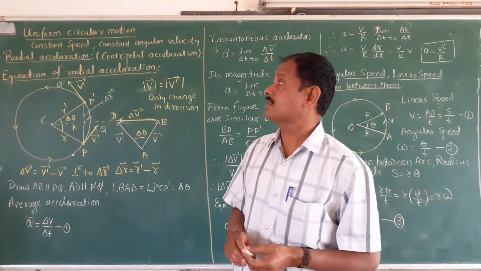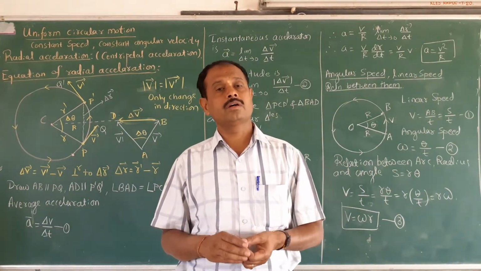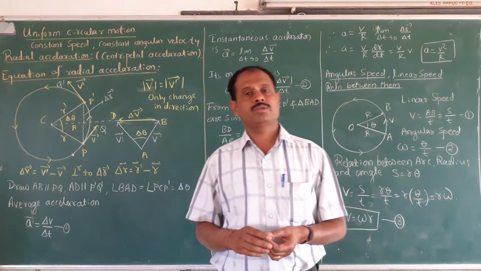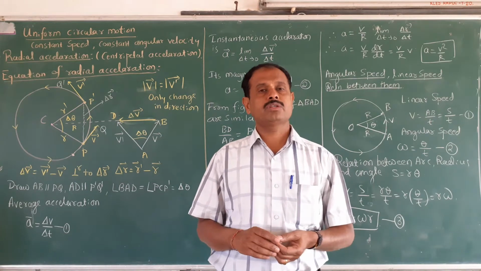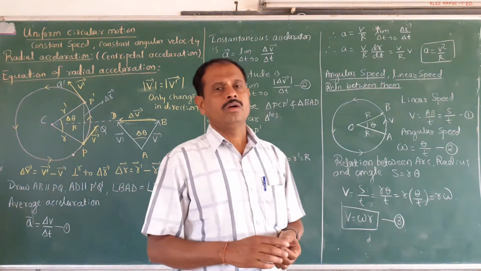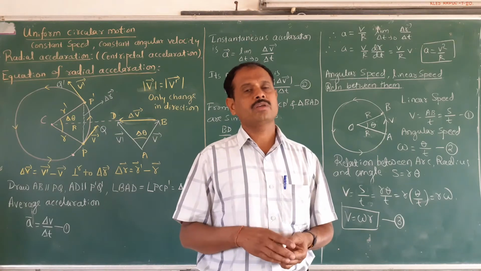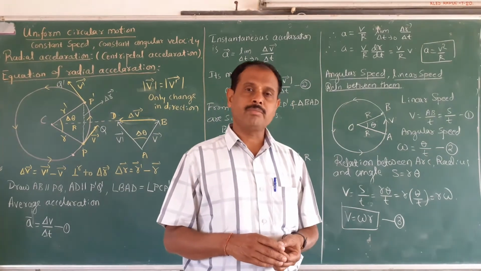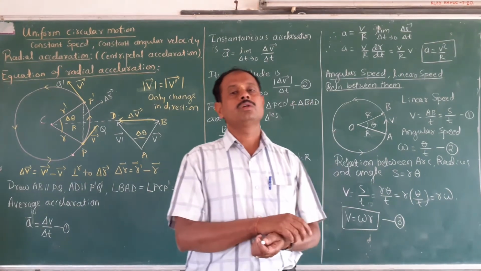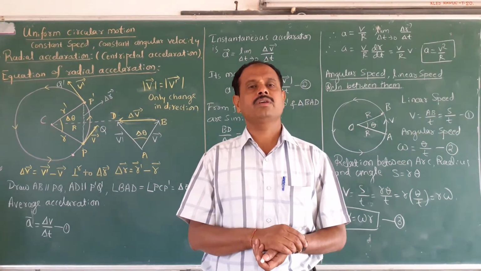Now, I want to discuss uniform circular motion. Already you know this is a two-dimensional motion. An example of two-dimensional motion is projectile motion, the two-dimensional motion of a particle. Uniform circular motion is also an example of two-dimensional motion. What is the meaning of uniform circular motion?